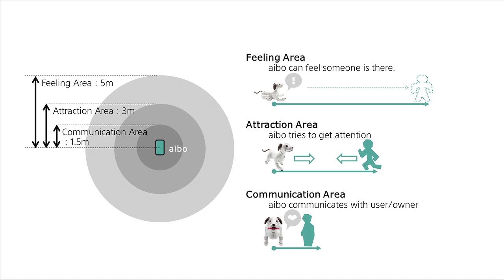And this figure is the communication area definitions from the planning seat of AIBO. The three kinds of communication area define the behavior of AIBO. The three areas are the feeling area, the attraction area, and the communication area.